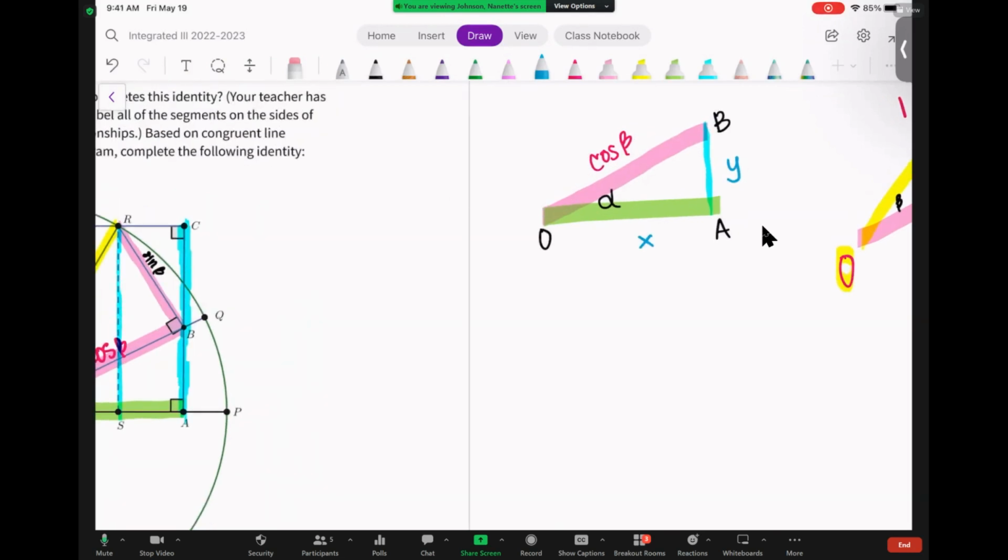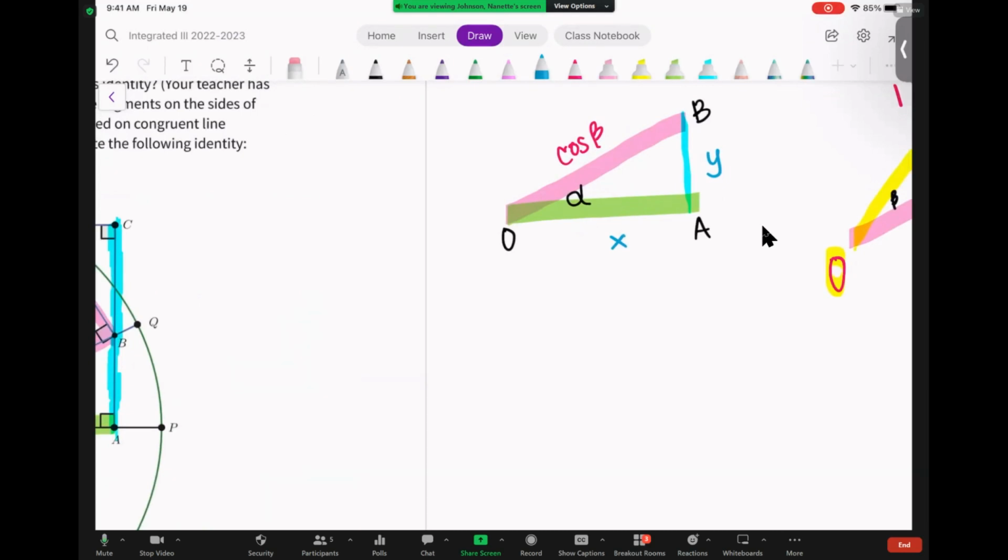All right, so next color, here we go. So I'm going to write sine of alpha equals y over cosine beta, right? And if I'm solving for y, I would just multiply both sides by cosine beta. So then it actually looks like y is equal to cosine beta sine alpha. Confusing? Okay, maybe not, maybe a little bit.